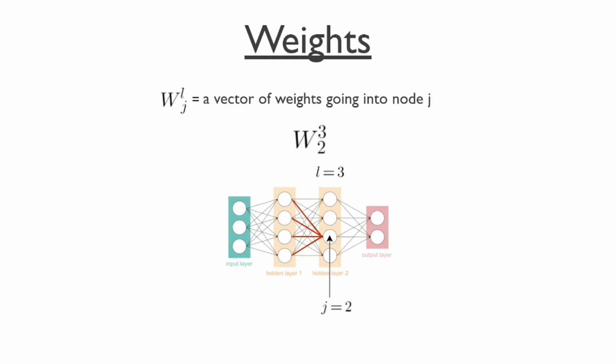To describe all the weights that go into a single node j in layer l from the previous layer, we write W sub j with the superscript l. This will give us a vector of all the weights from layer l minus 1 going into node j. In our example, we have all the weights going into node 2 of layer 3 from layer 2.